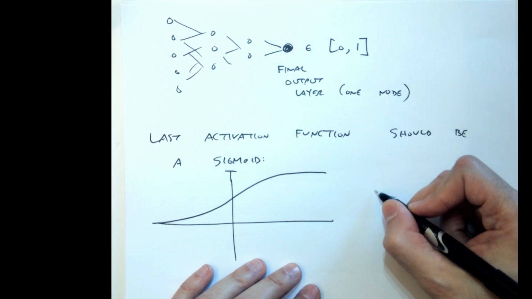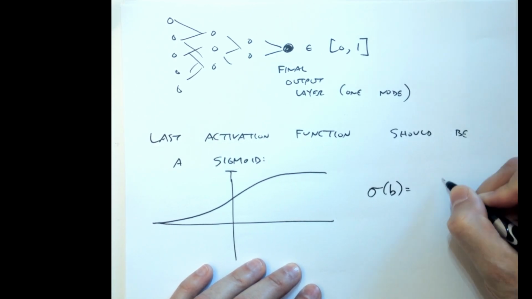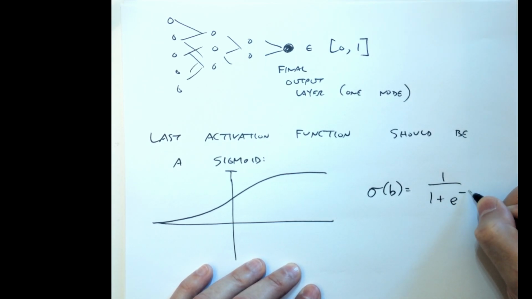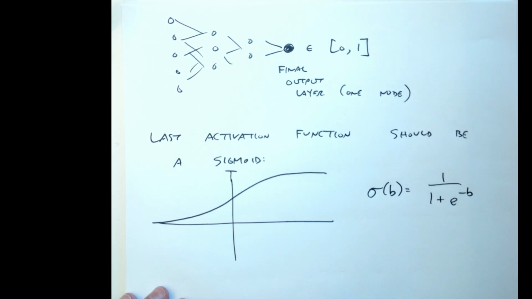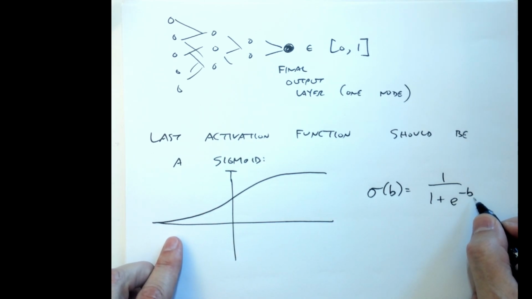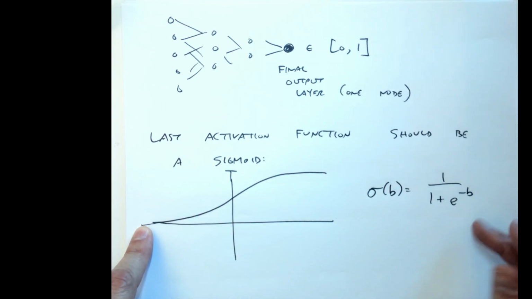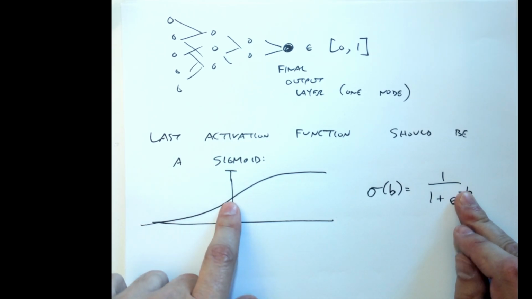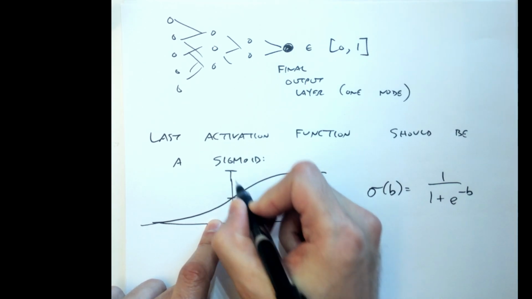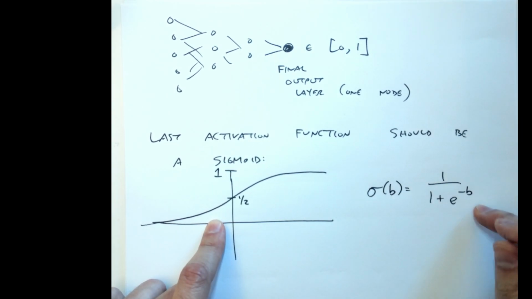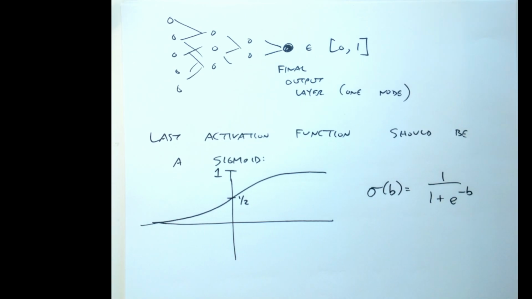And the function itself is 1 over 1 plus e to the minus b, right? This is like saying that if I plug in minus infinity, I get 0. If I plug in b equals 0, I get 1/2. And if I plug in b equals plus infinity, I get 1, right? So this is a way of mapping any real number into a probability. And so this kind of makes sense as the last kind of function on the road, right?